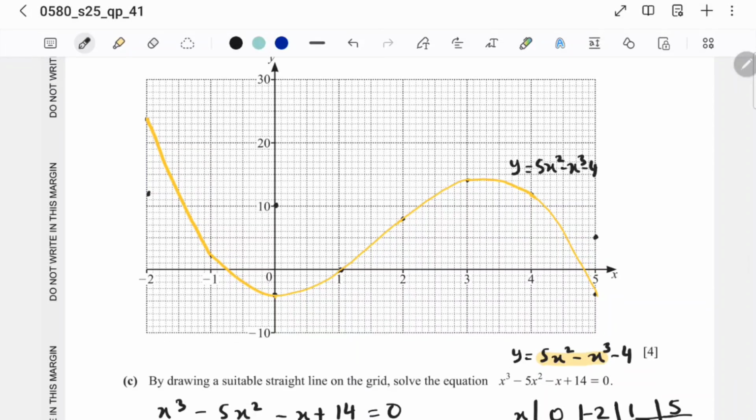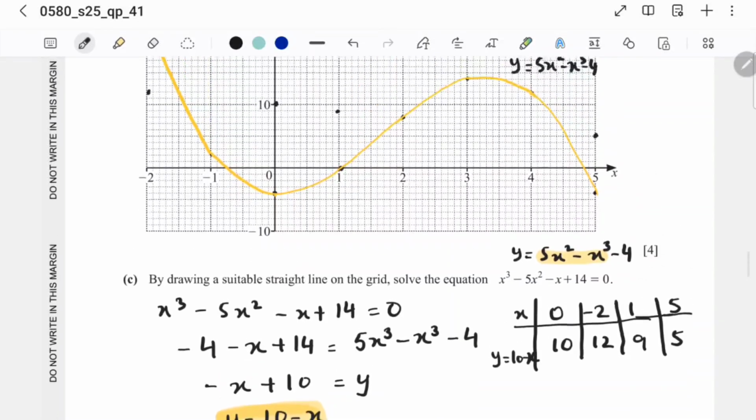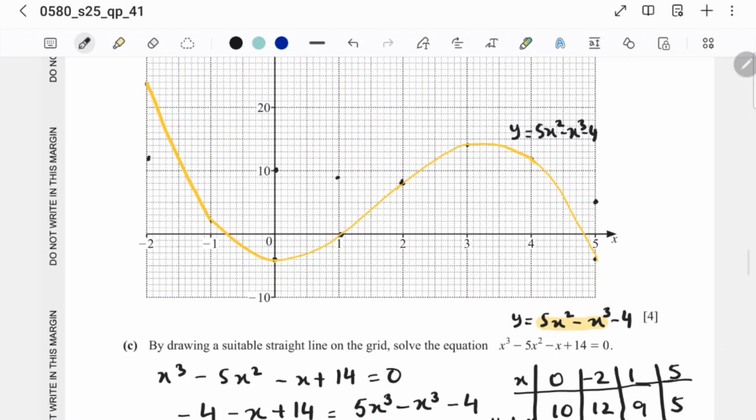Take your ruler and then join it. 1 and 9, and then you can have 2 and 8. If I take 10 minus 2, it is 8. Just join all the points quickly. Now this is the straight line for y is equal to 10 minus x. Now we are going to find out where the points of intersection are.